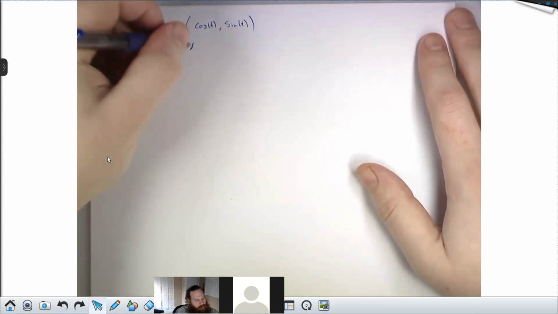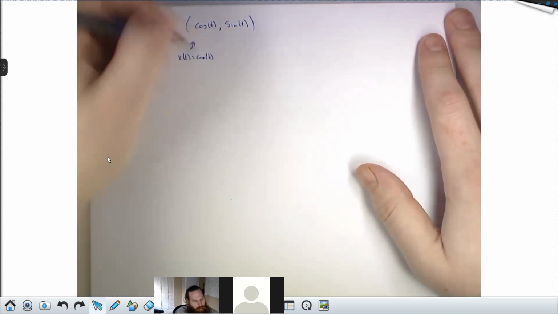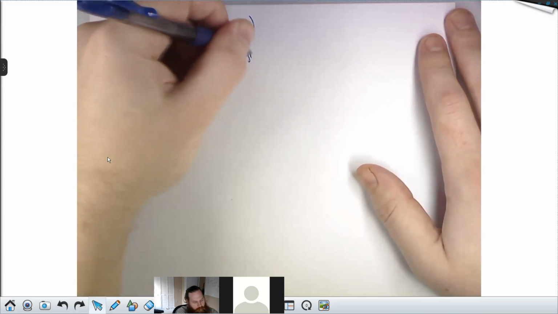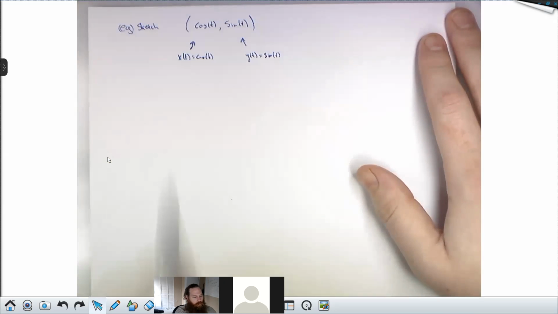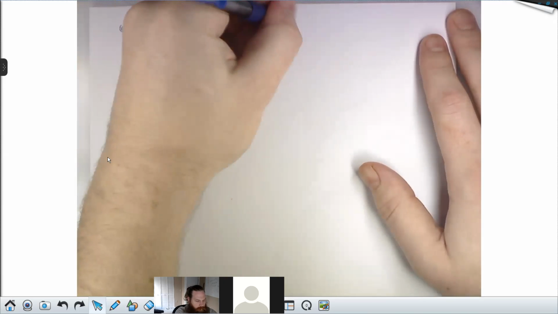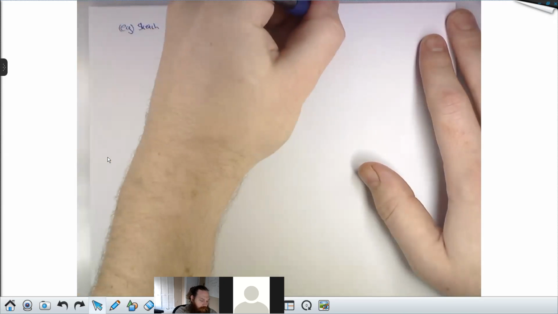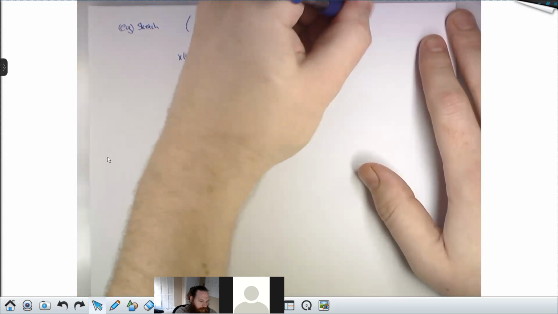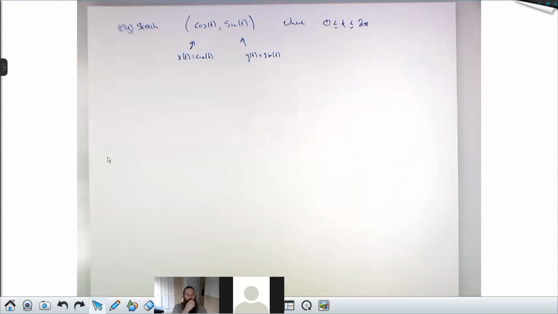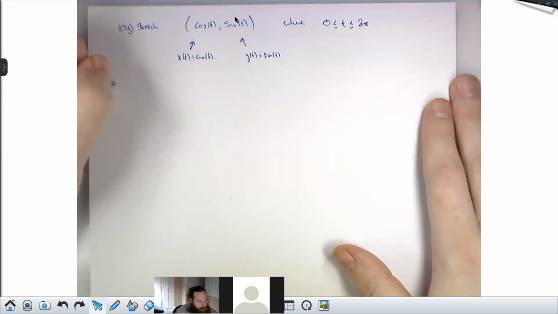So x of t is cos t, and y of t is sine t. Just getting you used to the notation. I could give you the curve like this. And let's say now that 0 is less than or equal to t is less than or equal to 2 pi. I'm choosing this example to introduce this notation because I'm hoping it will remind you of something. But we can make our table.